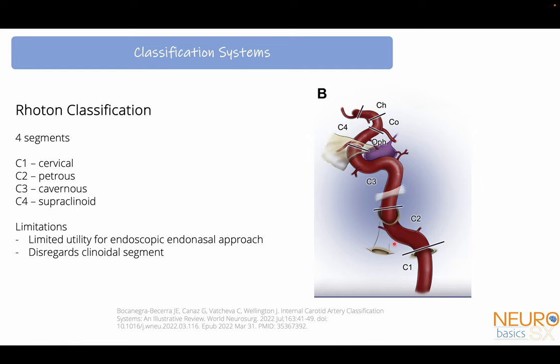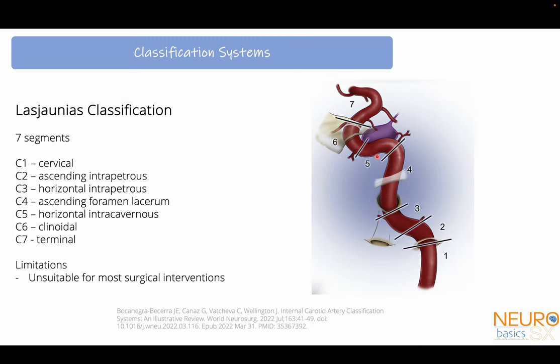Then the second classification system which came up is the Rouviere classification, which is quite simple. There are only four segments: the cervical, the petrous, the cavernous, and the supraclinoid. But this disregards many different areas of the ICA which have significance. So this is also not a very commonly used classification system.